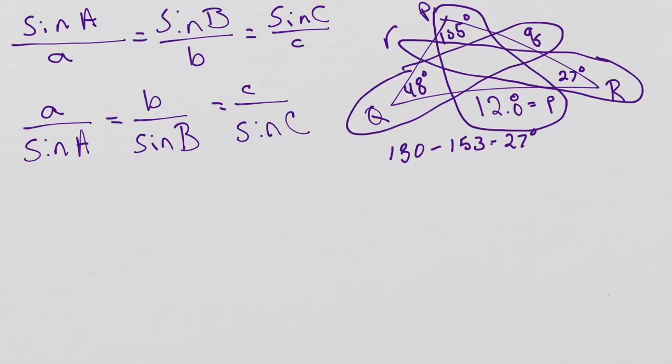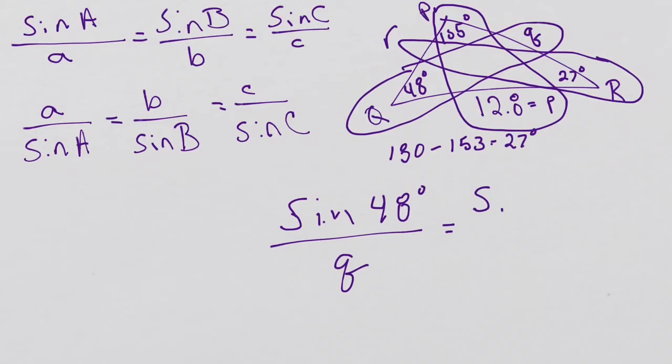So here we go. To find side Q, we're going to set up sine of 48 degrees divided by Q, because we don't know that. And we're going to use what we do know, the two things that are directly across: sine of 105 degrees divided by 12.8. At this point, just cross multiply.